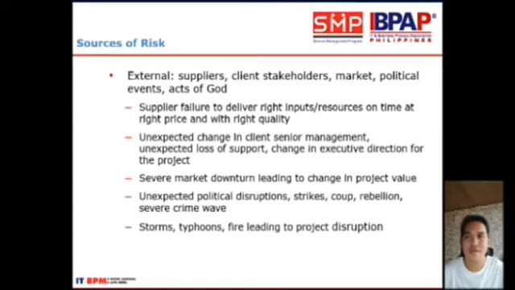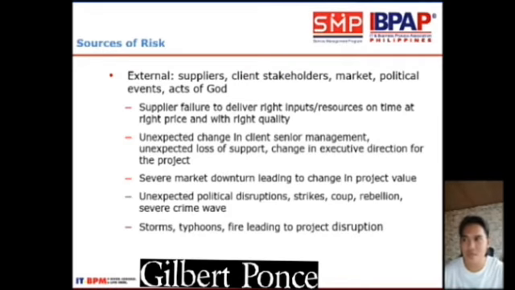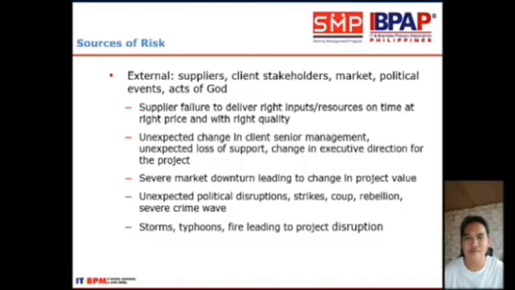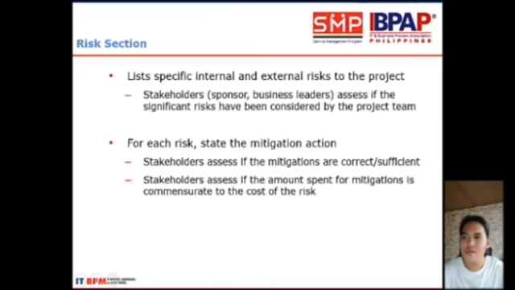External is another source of risk, which means it is outside the project but has something to do with delaying the project. Here are some examples. If the supplier failed to deliver resources on time, unexpected change in client senior management, unexpected loss of support, etc. Risk in market downturn leading to change in project value, and political events also. Lastly is natural phenomena that can't be controlled by anyone, but these risks can be mitigated in the risk section.